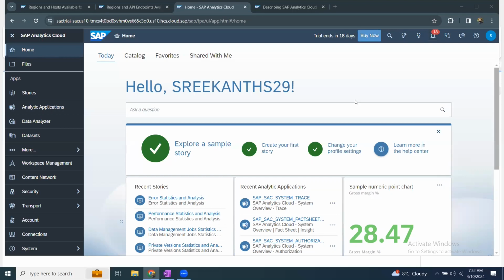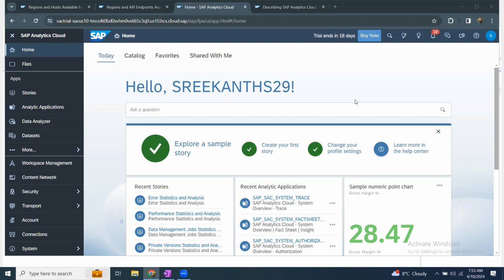Hi, in today's session, we're going to look at how to identify whether our SAC tenant is on the Neo or Cloud Foundry environment. The SAP Neo environment was initially introduced by SAP, and later Cloud Foundry and other environments got introduced as part of the multi-cloud environments policy. SAP Neo was deprecated, and eventually you're going to migrate from SAP Neo to Cloud Foundry or any other environments, depending on the service availability.